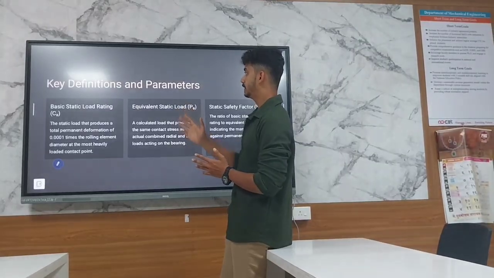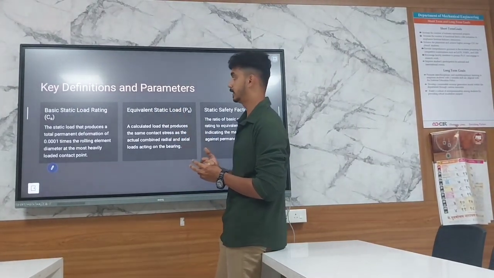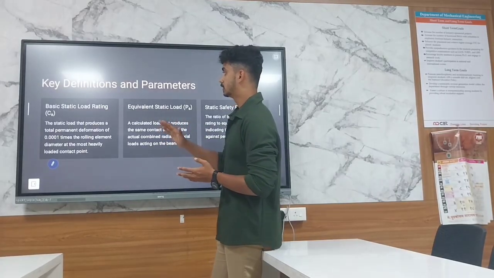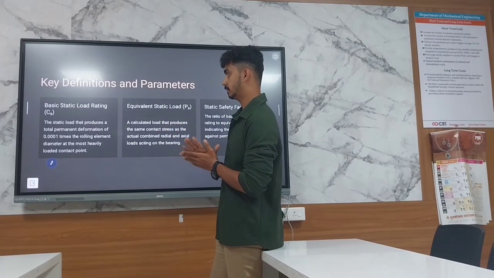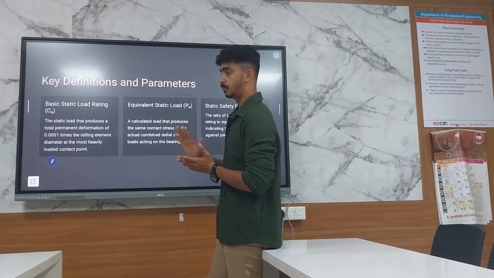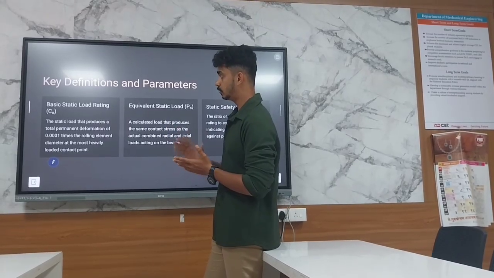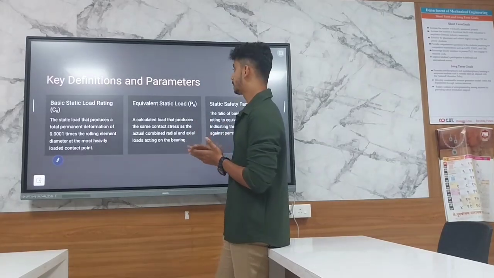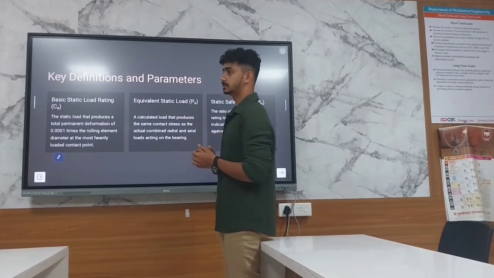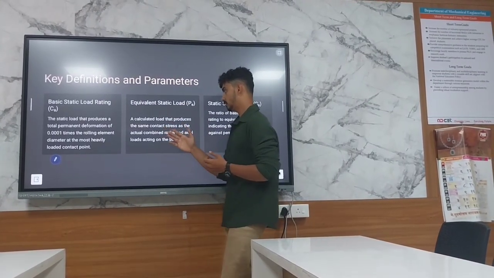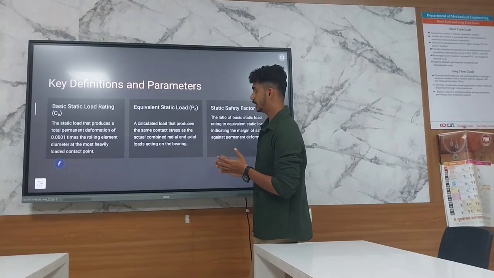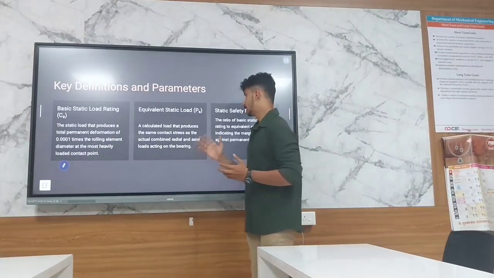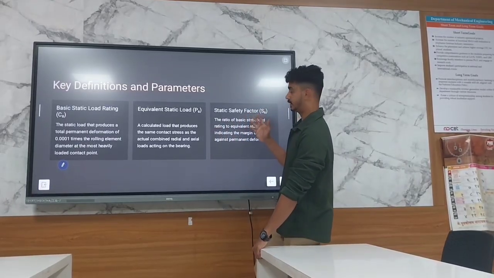Key definitions and parameters. Basic static load rating, denoted as C0: the static load that produces a total permanent deformation of 0.001 times the rolling element diameter at the most heavily loaded contact point. Equivalent static load, denoted as P0: a calculated load that produces the same contact stress as the actual combined radial and axial loads acting on the bearing. And lastly, the static safety factor.